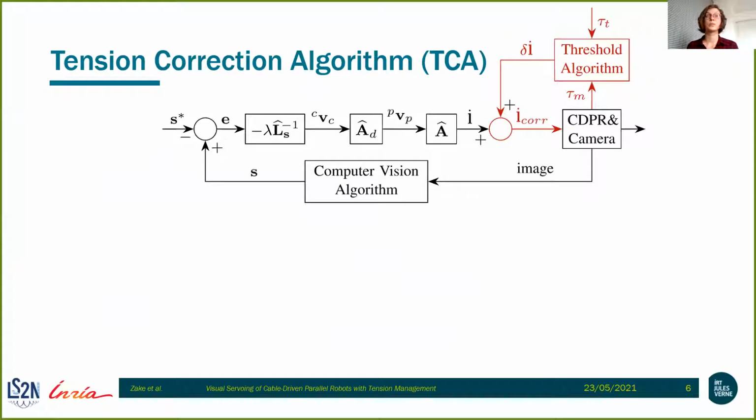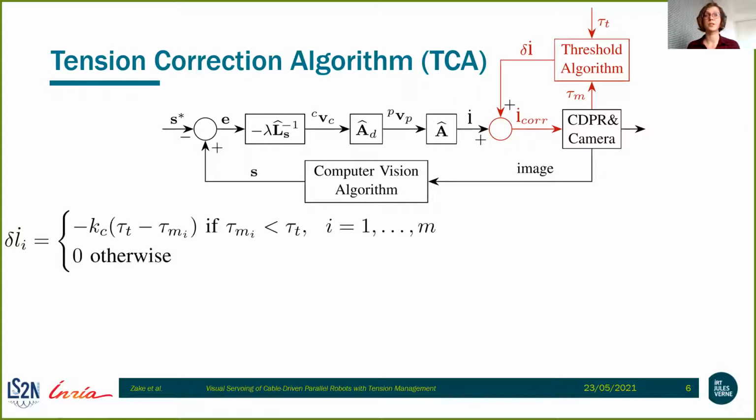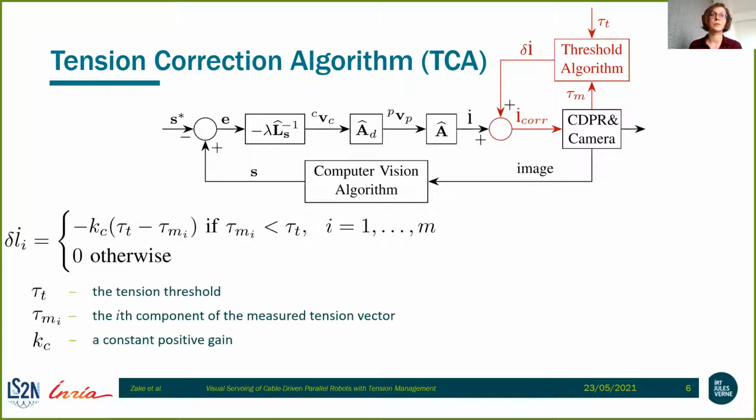To deal with that, we propose the use of the tension correction algorithm, or TCA. And here you can see the control scheme with TCA inside, that is shown in red right here. And now the biggest difference is the fact that now we have a velocity correction that is added to the control output of the visual servoing. And this velocity correction is computed in the following way, where the main components are the tension threshold, the measured tensions, and the constant positive gain.